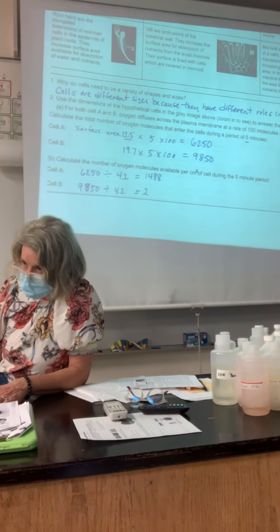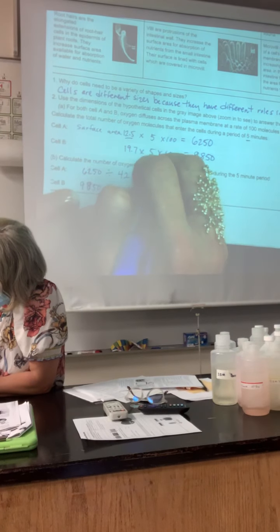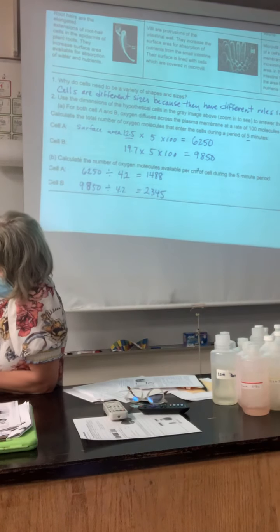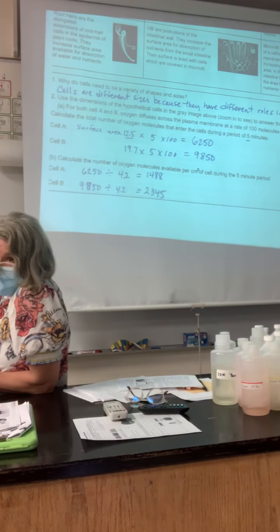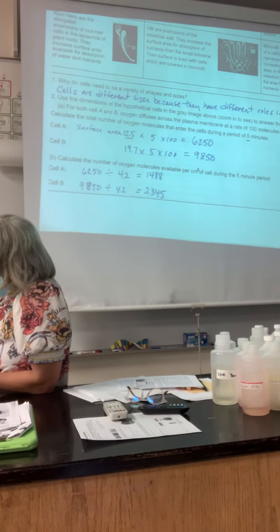What'd you get? 2,345. That's what I got as well. Okay, so that is the number of oxygen molecules available for the volume during the 5-minute period. Okay, math is great, right? But what does it mean?